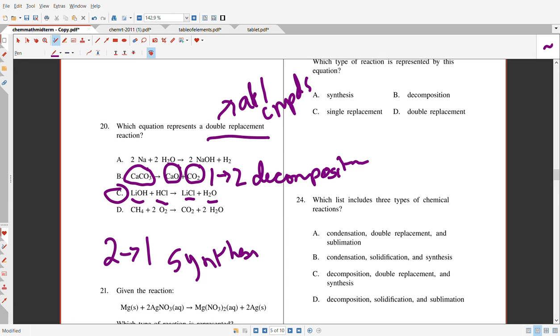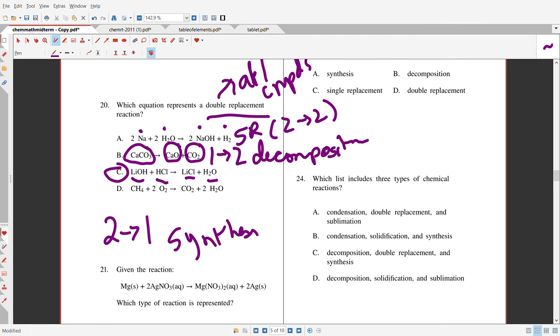That's double replacement. This is single replacement where Na's alone and H is with the O. Now Na's with the OH and H is alone. So single replacement, you're going to have 2 things on each side also, but you're going to have elements and compounds. This one with the carbon with oxygen, that has a special name. That's called combustion. You have to memorize all these.